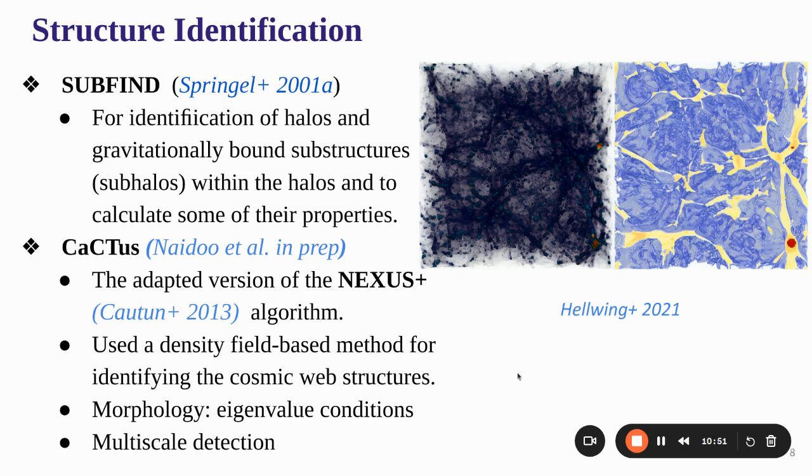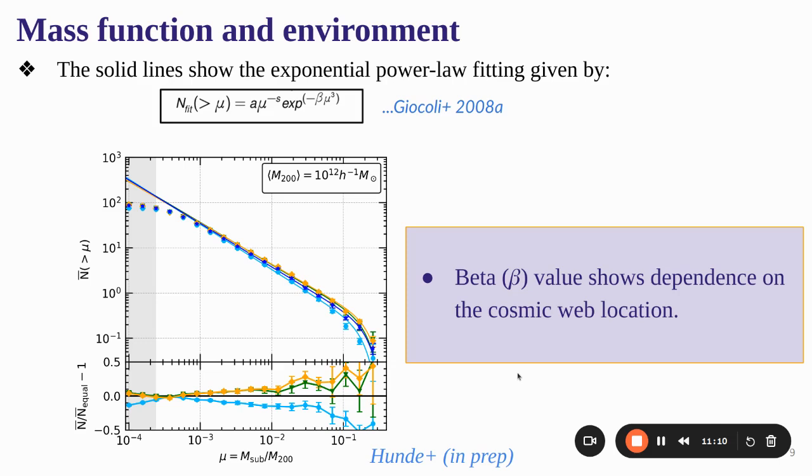The other advantage of CACTUS is multi-scale detection, because this process is repeated at different scales, and we take the maximized result from each of the signatures for a specific grid point. So it's more of a scale-independent identification method.